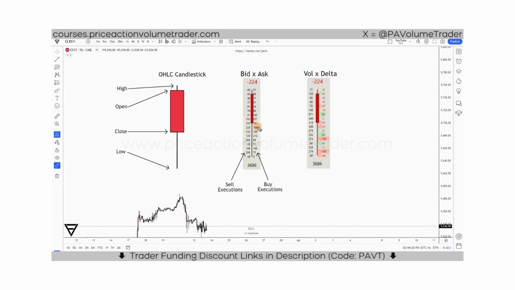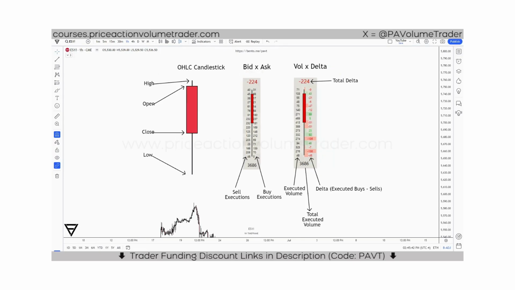But basically, what we have again on the left is executed sell orders, or sell executions, not orders, but sell executions, and on the right, buy executions. Another way we can look at the footprint chart is one that I really like to use, and it's volume by delta.